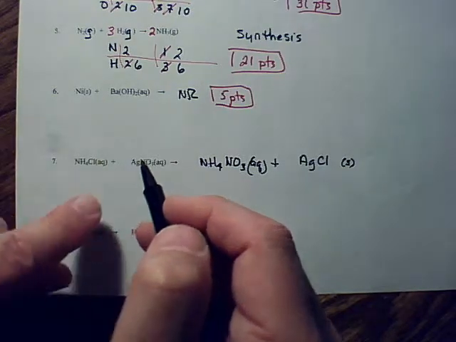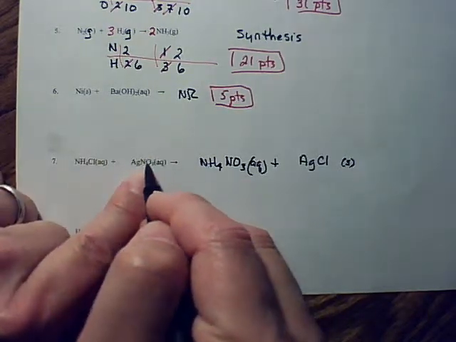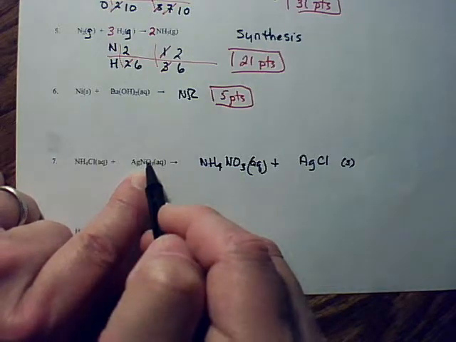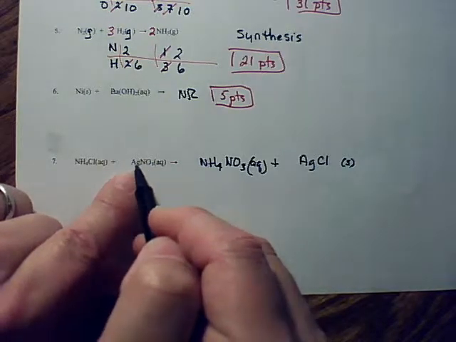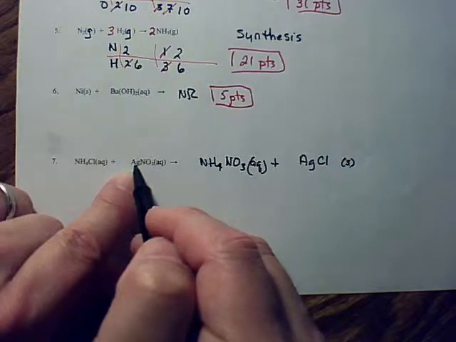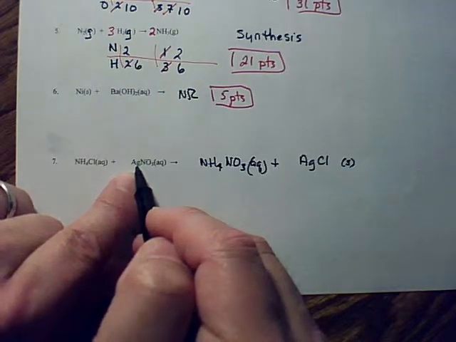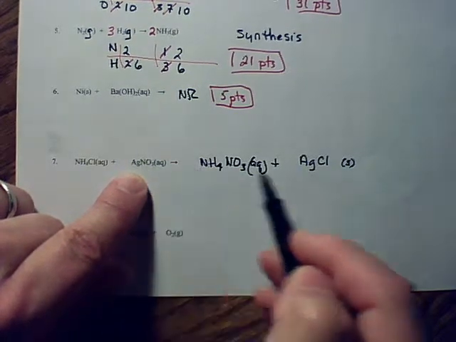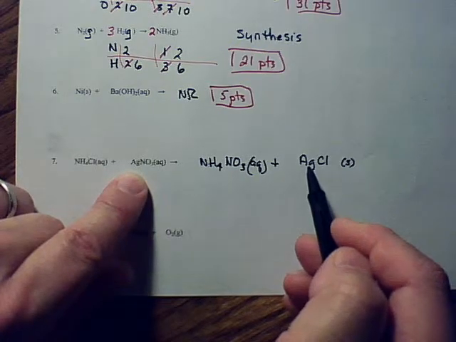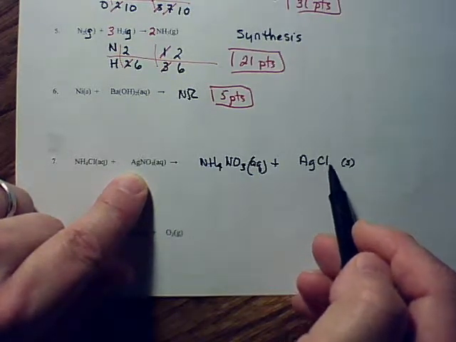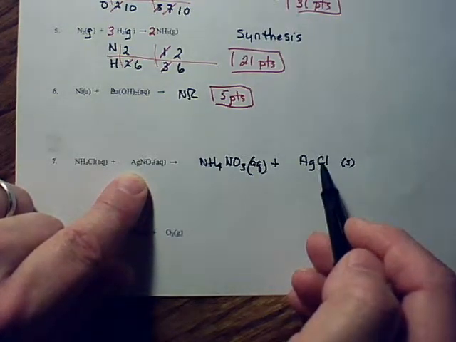is silver is a 1+. That's because nitrate, which you're required to memorize, has a 1 negative charge. And since you only have one of those in one of these silvers, the silver has to have a 1+ charge to have a neutral compound. Therefore, you're going to have a 1+ charge here. Chlorine has a 1 negative charge, and that's already balanced.